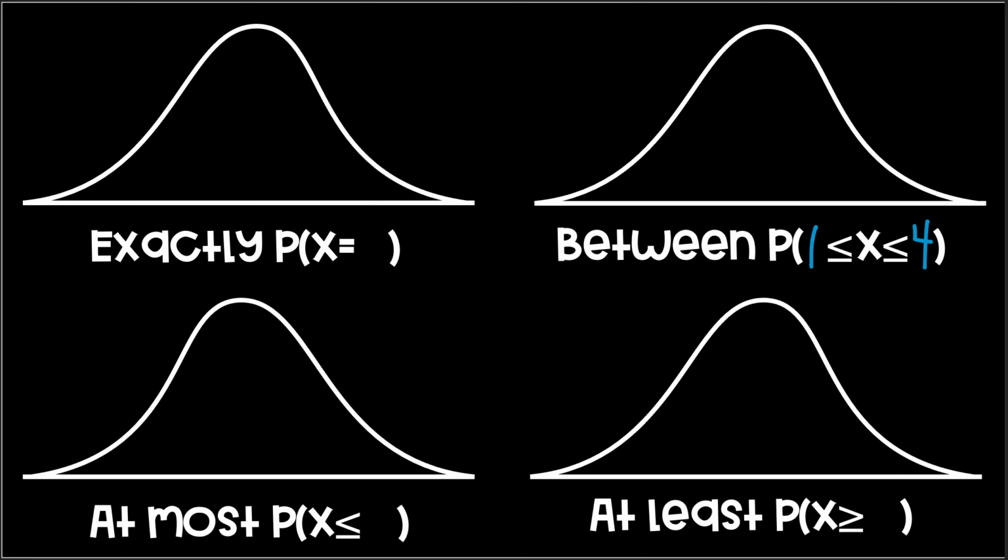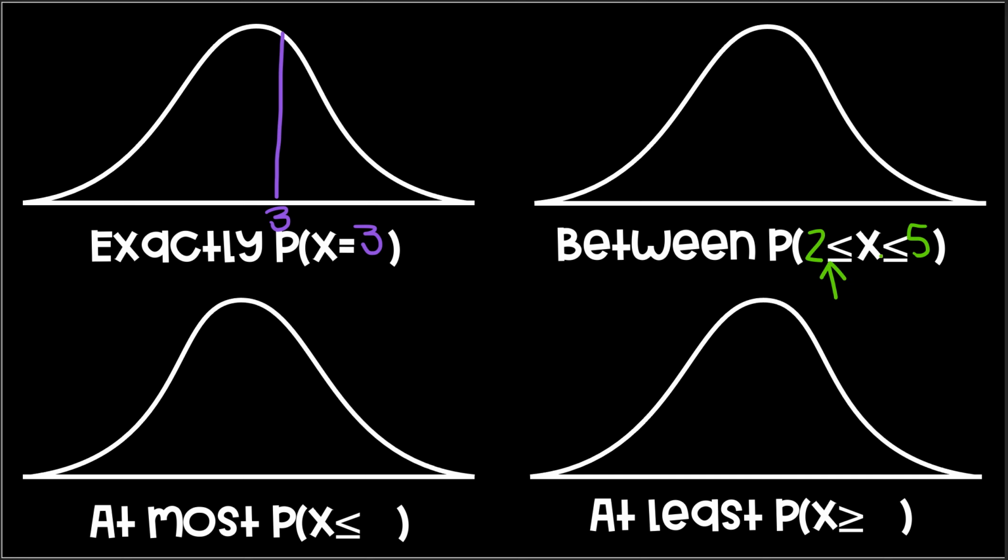Now, when it comes to our probability distribution, if we're looking for the probability of exactly a value, your notation will be the probability of x being equal to whatever number you have. For example, if I'm looking for the probability of the x value being exactly 3, you locate where the 3 is, and it's just that value at 3 over here. That's it.